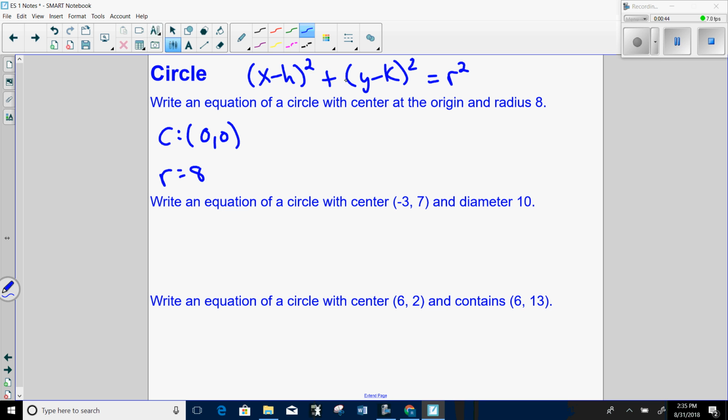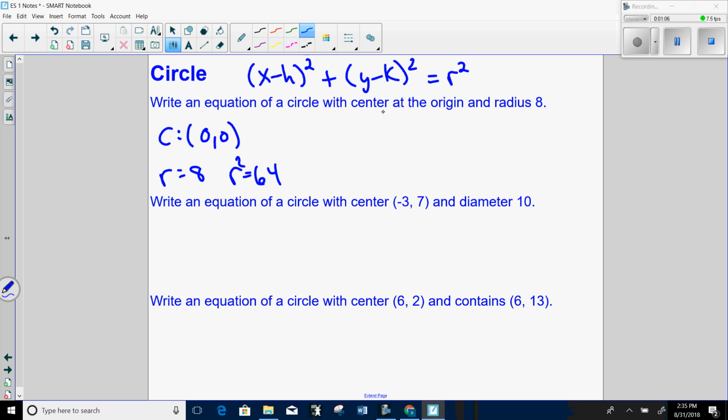When we write an equation of a circle, we have this equation up at the top, (x − h)² + (y − k)² = r². So we need to know what h and k are. H and k are from the center. My center is (0, 0). My radius is 8, so my radius squared is 64. My r squared is going to be 64.